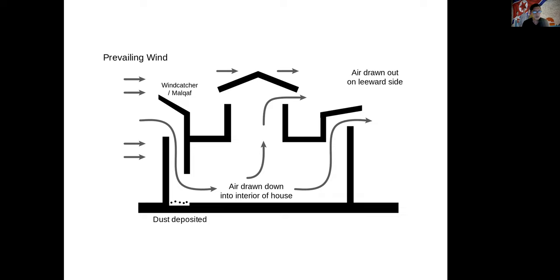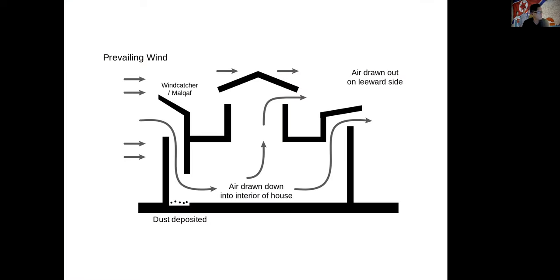So in this case, the cross ventilation is created inside the house, and you can also see where the dust is deposited on the floor, where the wind catcher is bringing the wind in.